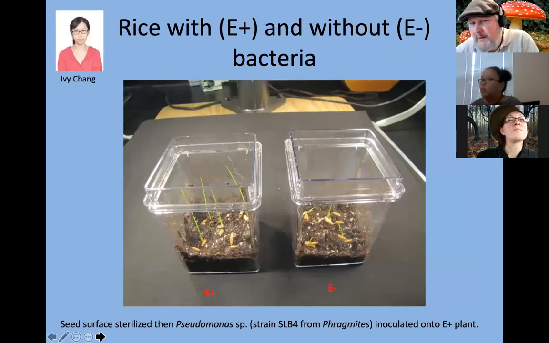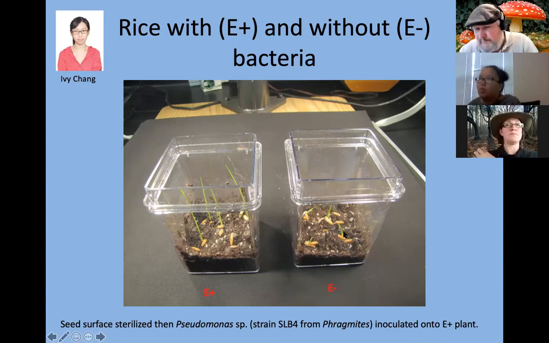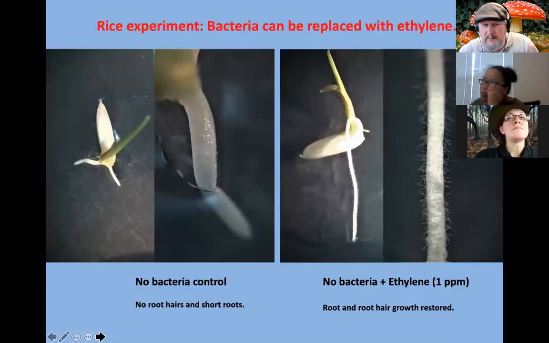This is an experiment using rice. And you can see this is with bacteria to the left here, E+. This is rice where we removed all the microbes and then put microbes back on it, this pseudomonad that we'd like to play with. And you can see how big these rice plants are. And when we look to the right, we left the microbes off. There's repression there. They're not growing very well.